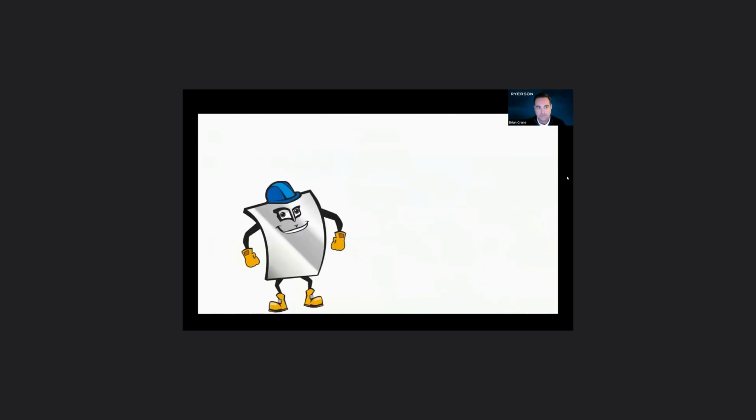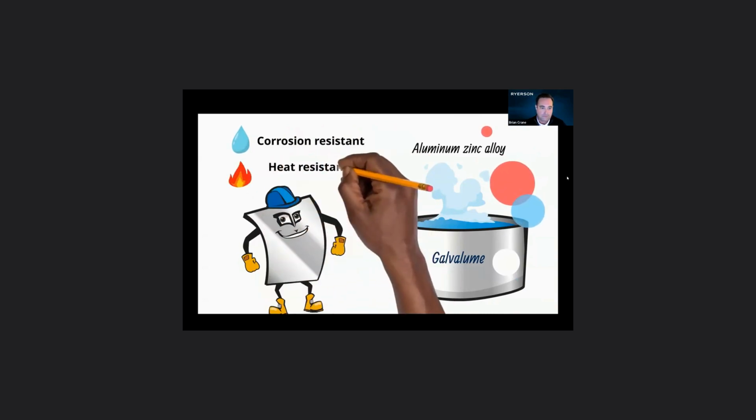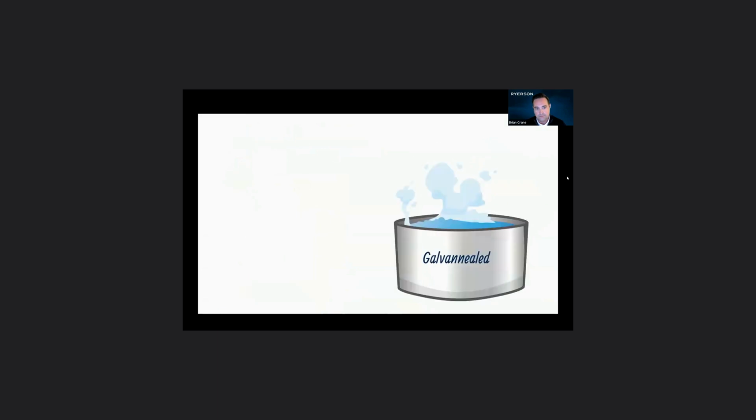For instance, see the one labeled Galvalume? It contains aluminum zinc alloy. That would definitely make me more corrosion resistant, not to mention heat resistant. My cousin, who's now a roof, got one of these baths. Or see galvanneal over there? That's a zinc iron alloy bath.